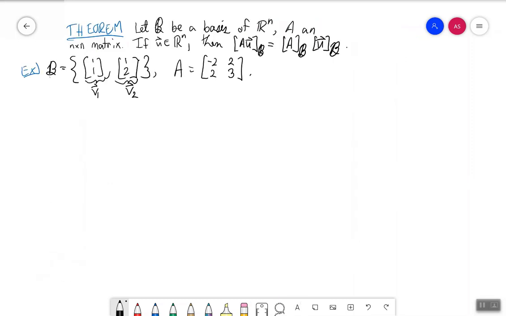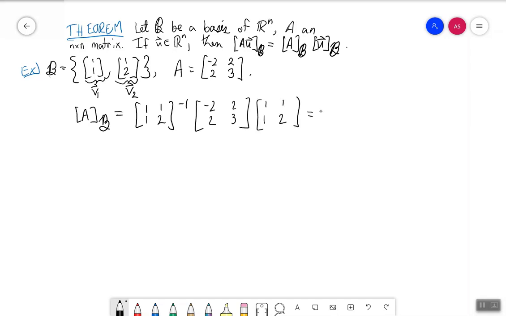Let's do an example. Consider the basis (1, 1) and (1, 2), and the matrix A equals [-2, 2; 2, 3]. I've given names to the basis vectors because I want to refer to them specifically. Using our theorem, we know that the matrix of A with respect to B is the inverse of [1, 1; 1, 2] times [-2, 2; 2, 3] times [1, 1; 1, 2], which is equal, after you do the work, to [-2, 0; 0, 2].